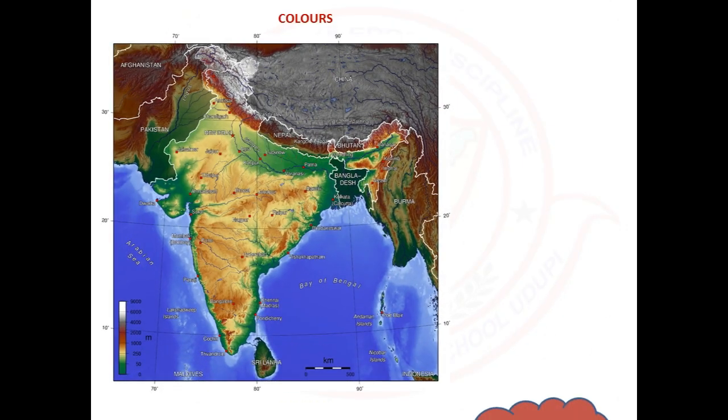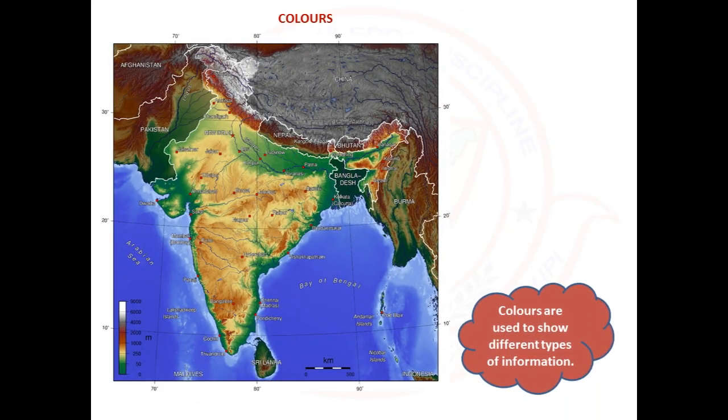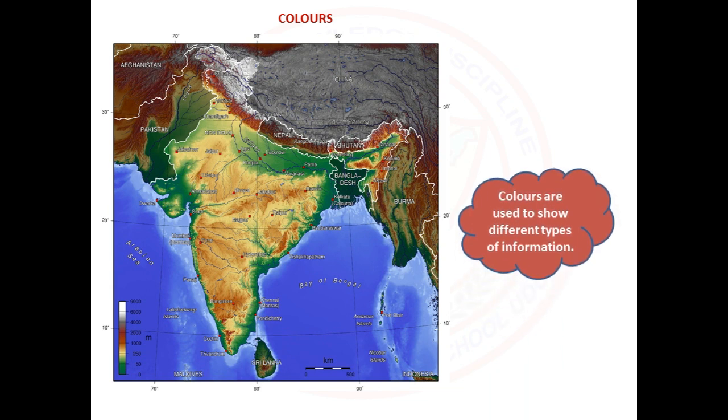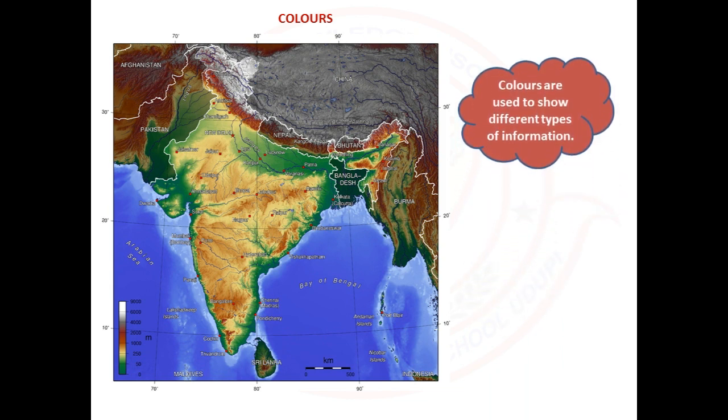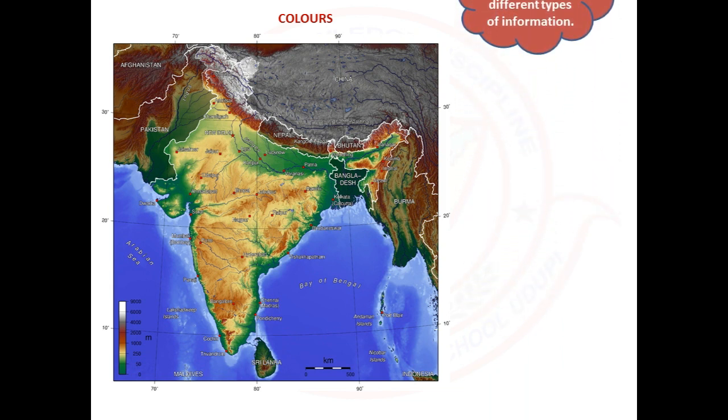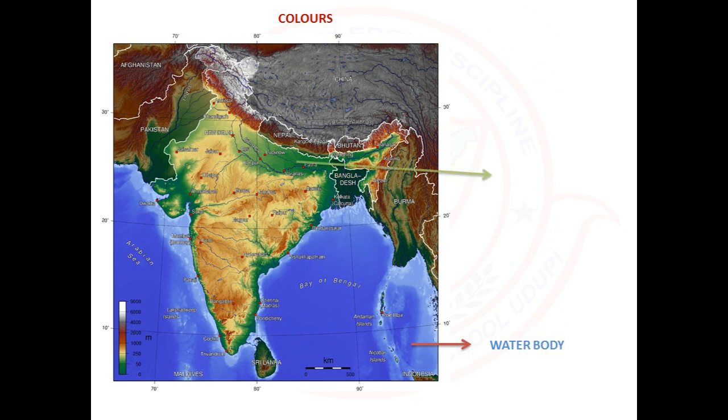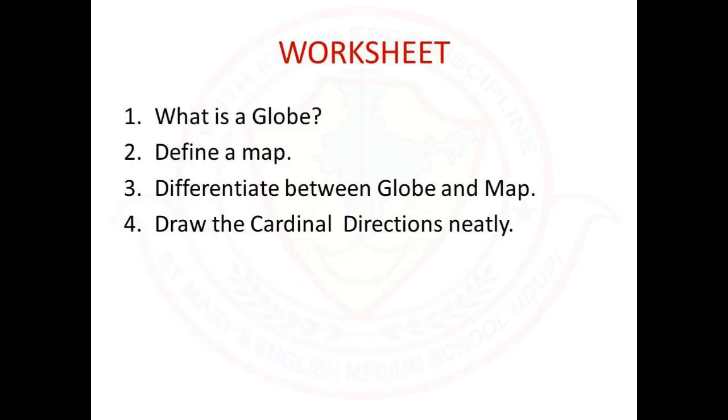Colors. Colors are used to show different types of information. Most maps use a uniform scheme of colors to distinguish the various landforms. Blue color is used to show water bodies. Mostly oceans, seas, rivers, lakes are shown in blue color. Green color shows plains and forest areas. Mountains and highlands are shown in shades of brown.